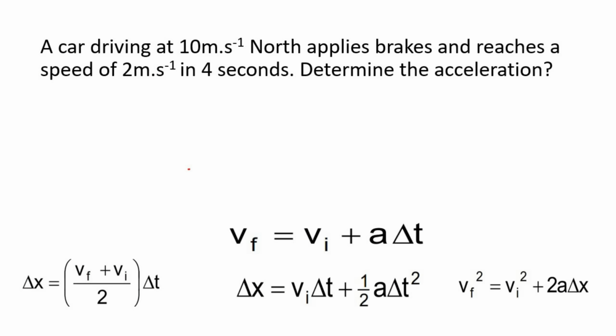So here's our next one. A car driving at 10 meters per second. Okay, so that would be the initial speed. So we'll say that that's the VI.